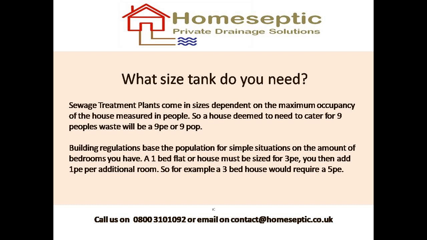To size the tank that you'll need to align with building regulations, and what you should be having for a normal domestic house, i.e. a house with a constant population, you're not using it, for example, for weddings and all of that sort of stuff, a one bed flat should have a 3 pop, and then for each additional bedroom you add 1 person to that. So for example, a 3 bed house would require a 5 population tank, and then 4 bed, 6 population, and so on and so forth.